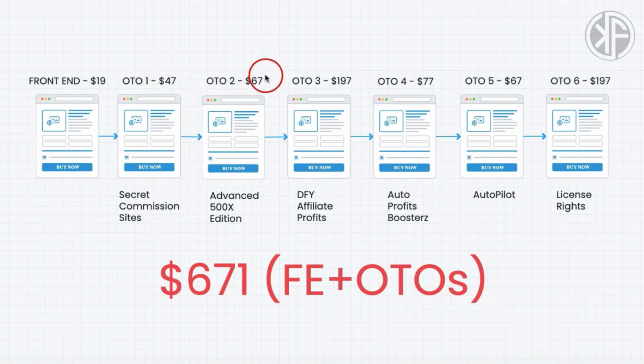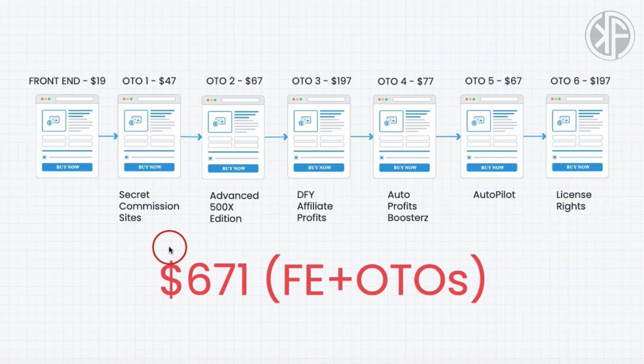OTO number 2 is $67, and this is the advanced 500X edition. OTO number 3 is $197 for the done for you affiliate profits. OTO number 4 is $77, and this is for the auto profits boosters. OTO number 5 is $67, and this is autopilot. And OTO number 6 is $197, and this is the license rights.